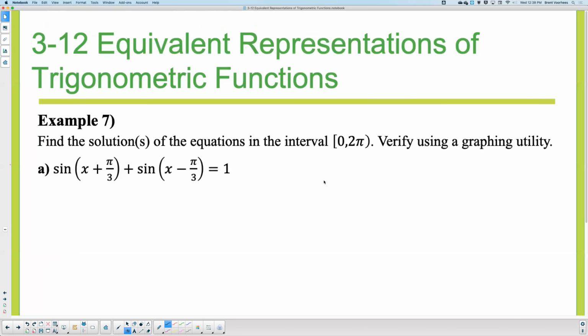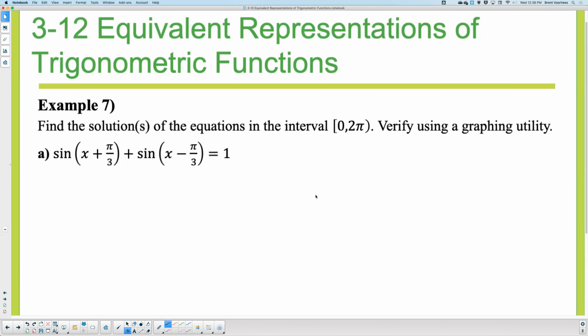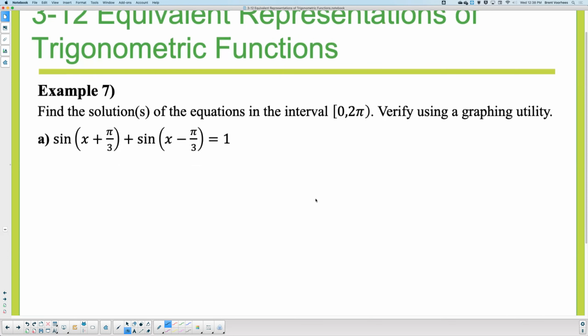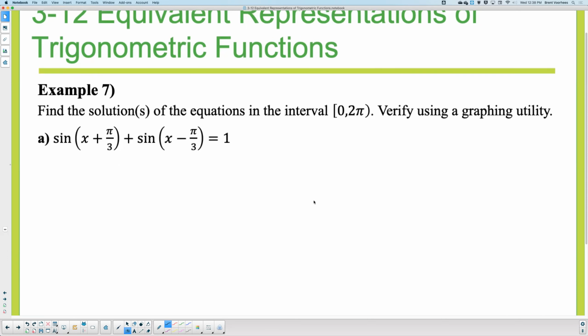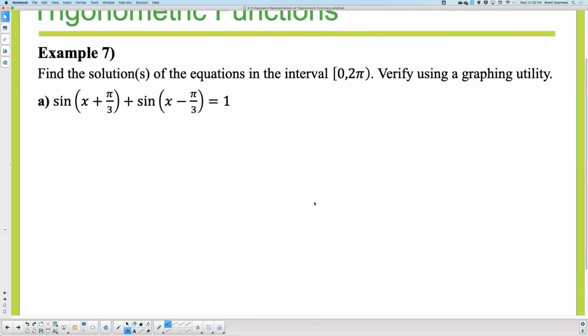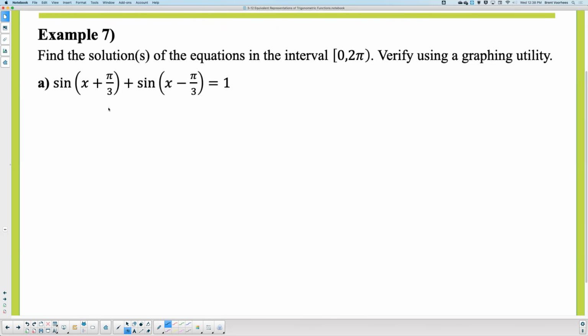All right. Example 7. It says find the solutions to the equations in the interval, verifying using a graphing utility. So here we go. We're going to finish this up. How do we find solutions? Well, you have to think through your identities. And I don't know how else to tell you to do this other than to think through what we're given here. What identity do you think we could use for sine of x plus pi over 3?